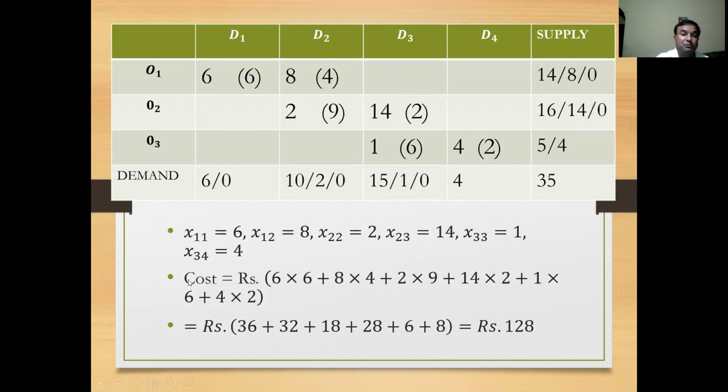The minimum cost, meaning the total cost to be incurred by the company to supply the required material to the destinations, is what? Six items are supplied, and every item has a cost of rupees 6. So what is the total cost here? 6 into 6, 36. And what is the total cost here? 8 into 4, 2 into 9, 14 into 2, 1 into 6, 4 into 2. These are written there as the total cost. After simplification, we have got the value rupees 128, and this rupees 128 is the total cost, meaning we have got the initial basic feasible solution.